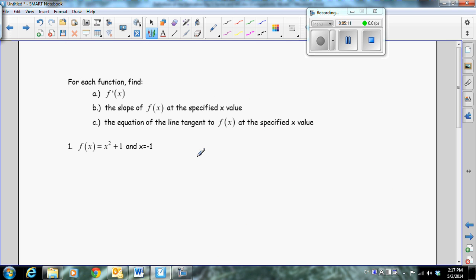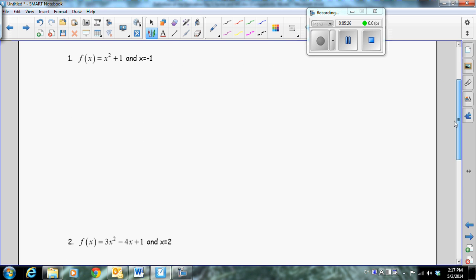For each function, find f prime of x. The first thing we will find is the derivative. Second, the slope of f of x at the specified x value. Then the equation of the line tangent to f of x at the specified x value. The first function is f of x equals x squared plus 1, and the point given is at x equals -1.